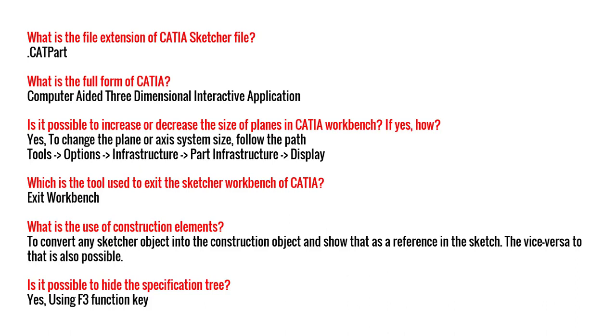So using the F3 function key, which is available on your keyboard on the very top, you can hide or show your specification tree, history tree, model tree or feature tree in any environment, in any workbench of CATIA V5.